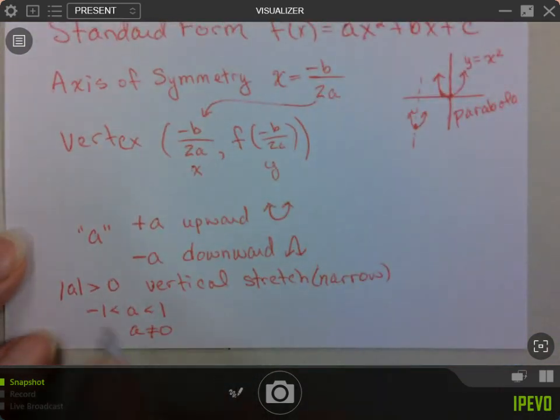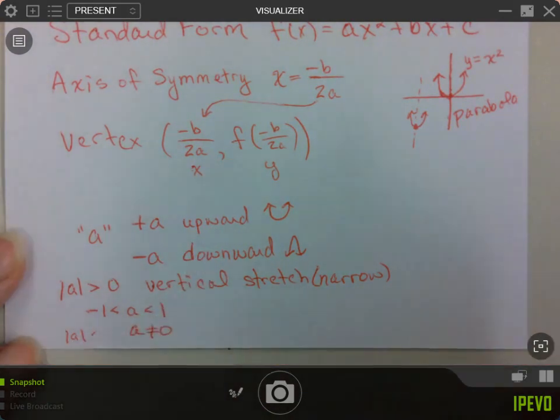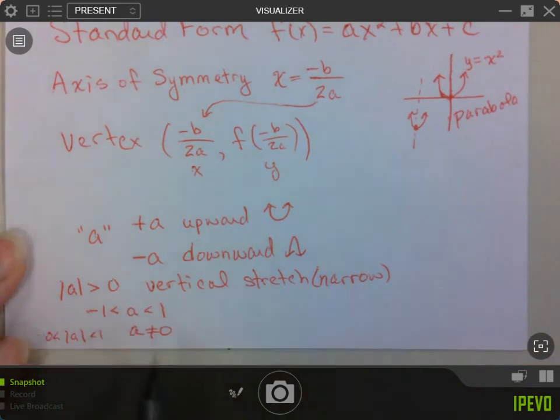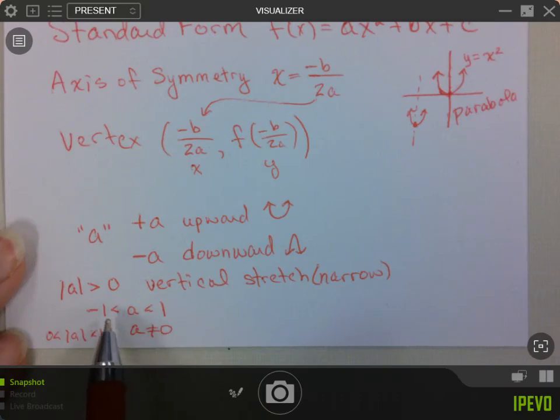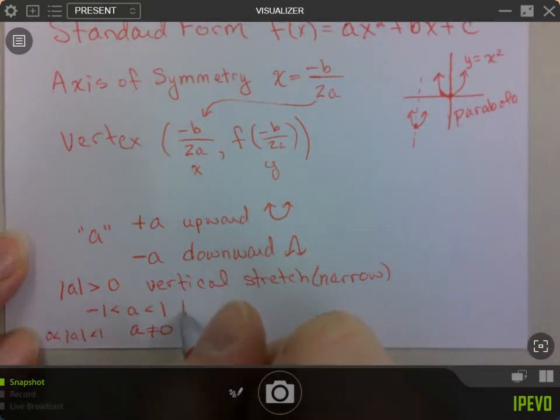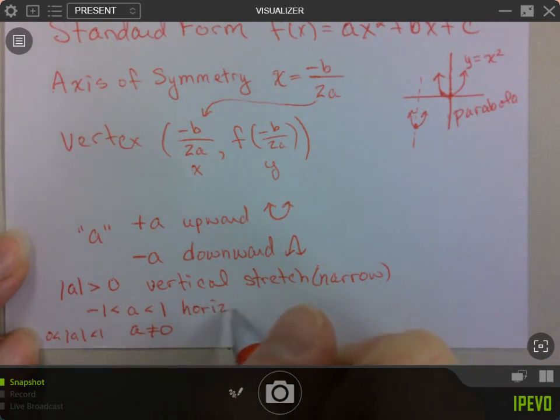Typically, I think they would write it absolute value of A is less than... No, I can't even do that. I have to go between the two, but 0 is less than absolute value of A, which is less than 1. That's how I think they typically write it, but we can do this as long as we say A can't be 0. This is going to be a horizontal stretch or a vertical compression.